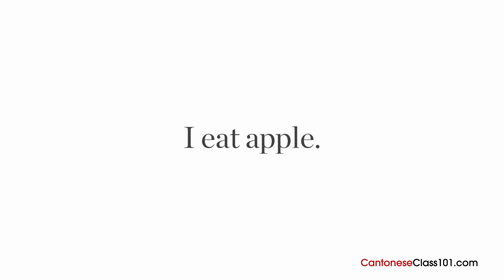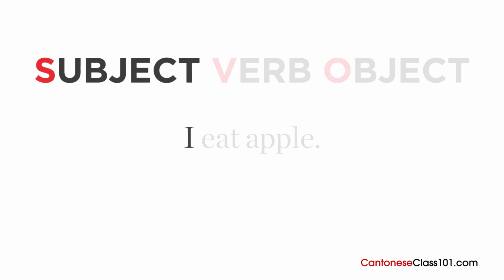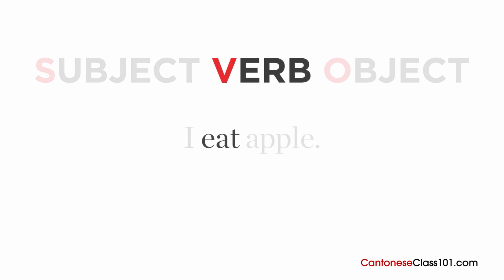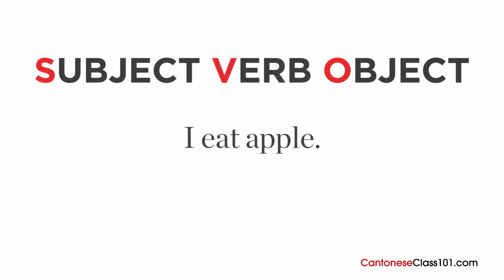The basic word order for English is subject, verb, object, or SVO for short. If we break down the English sentence, I eat apple, we can see that the subject I is presented first. This is followed by the verb eat, and then finally the object apple is positioned last. This is the basic word order for sentences in English.